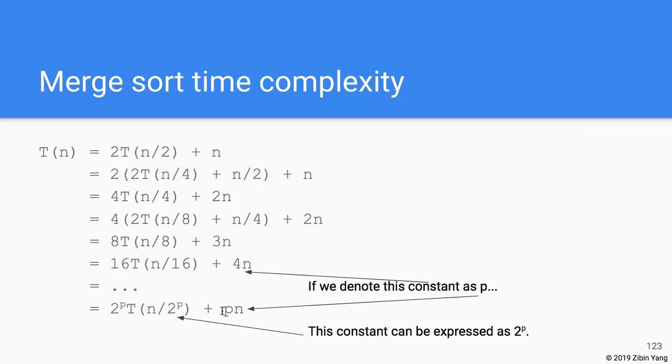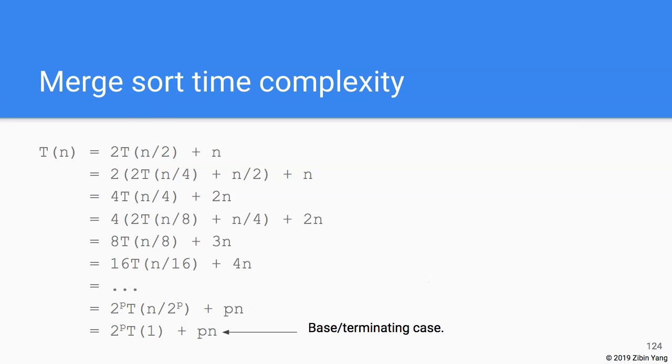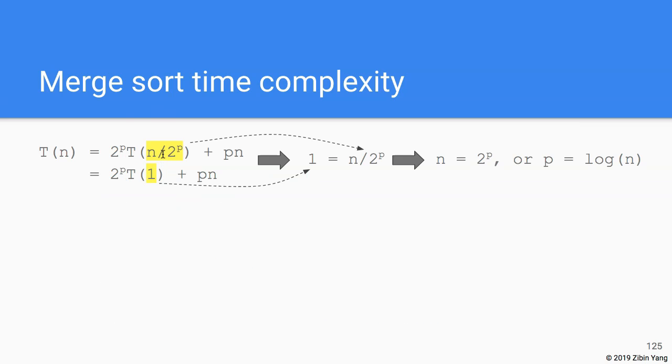And so we can keep going like this. And when does this end? Well, we know it ends with T of 1, when the size of the input is 1, right? Remember that's the base or terminating case in merge sort. So now we have these two expressions, and that is the terminating case. Then we can try to express p in terms of n. And how does that work? Well, because this expression can be converted to this expression, that basically means n divided by 2 to the power of p is going to be equal to 1.